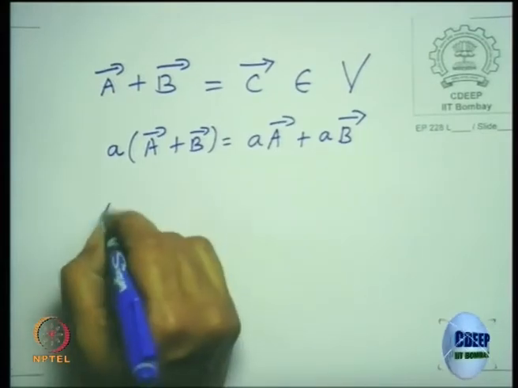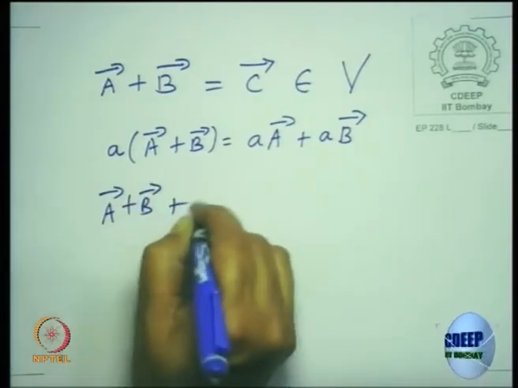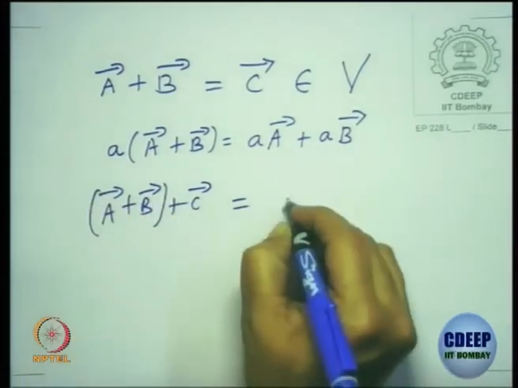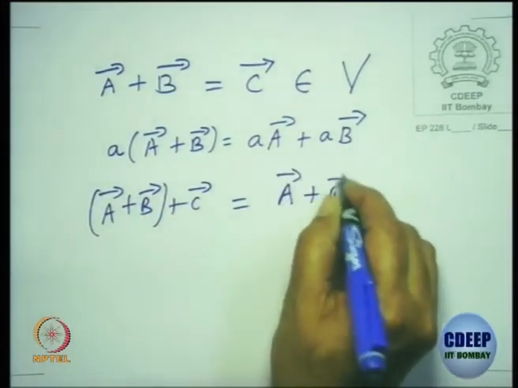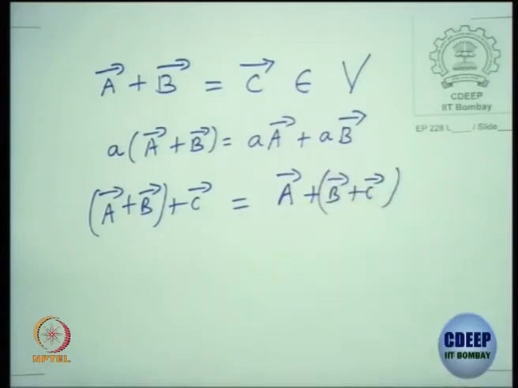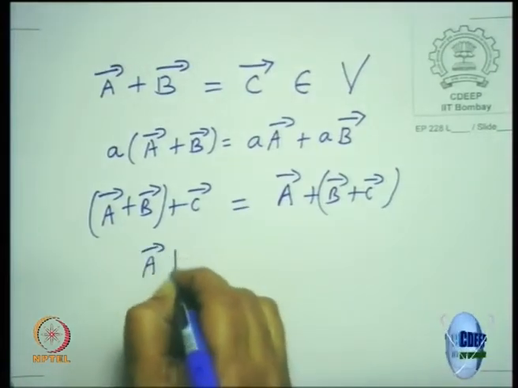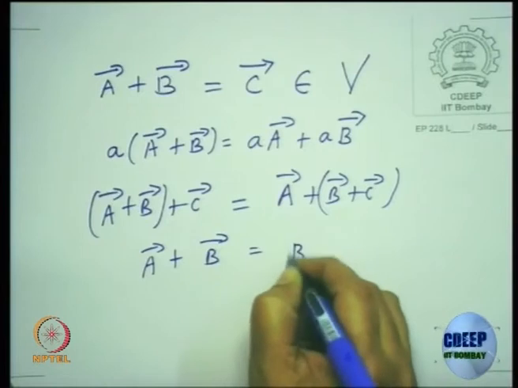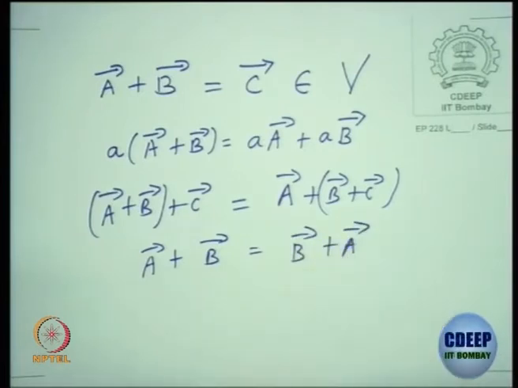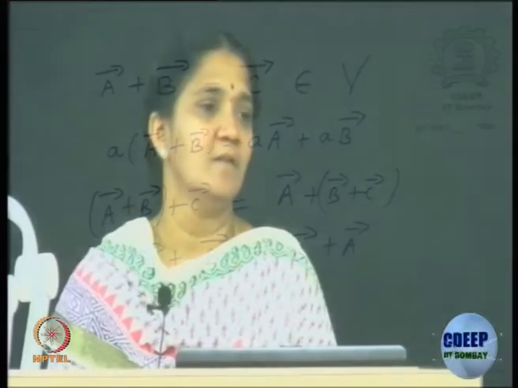We can also have A plus B plus C satisfying the associativity property, right? And vector addition is commutative, in the sense that the order does not matter. Okay. So you call this space a linear vector space, right? And this is satisfied in your 3 dimensional world.